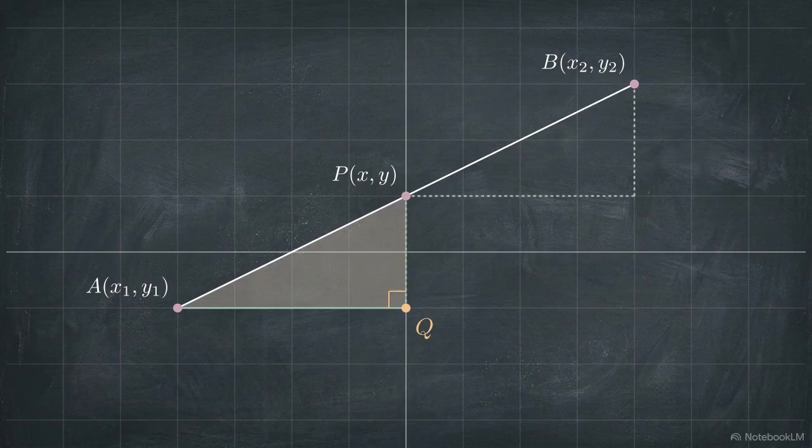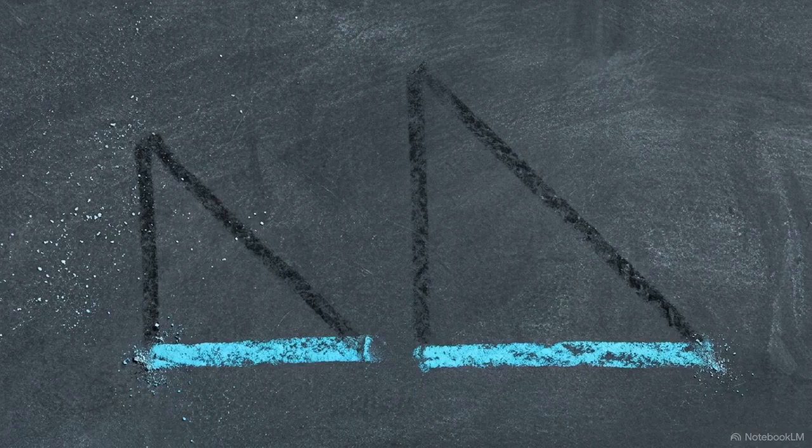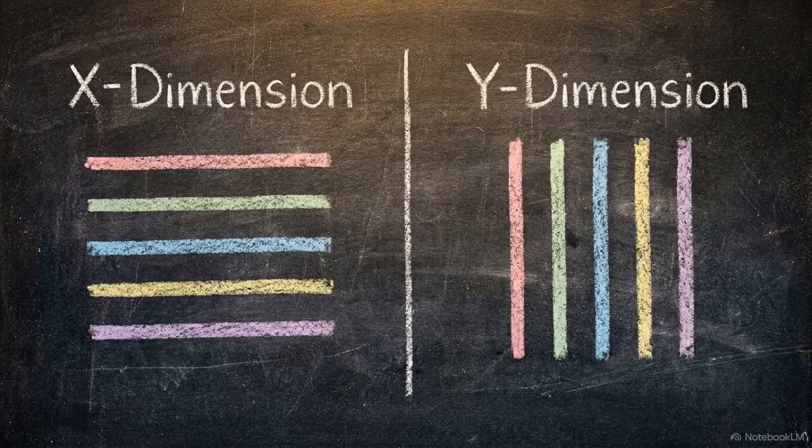Repeating this for the upper section, a vertical line from B and a horizontal from P creates intersection R, completing triangle PRB. Through this alignment, we identify the corner coordinates. Point Q is (x, y1) and point R is (x2, y). The horizontal legs of these triangles now represent pure movement along the x-axis, separated from the y-axis. By constructing these triangles, we have successfully isolated the x and y dimensions.